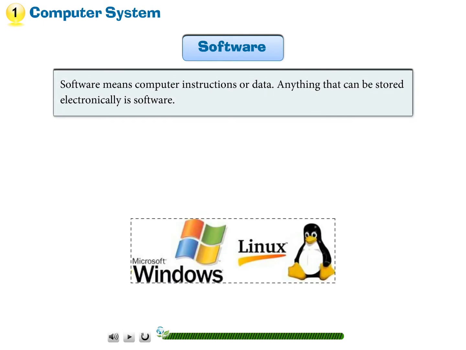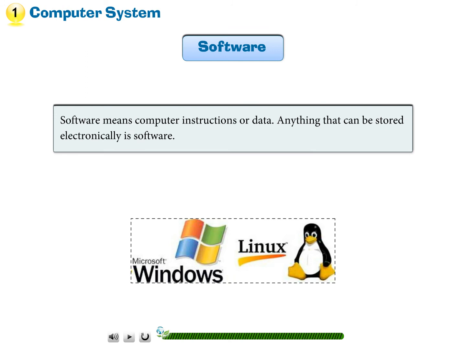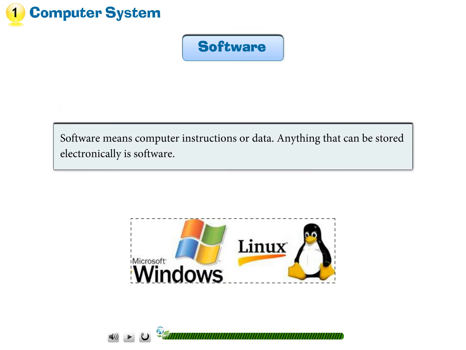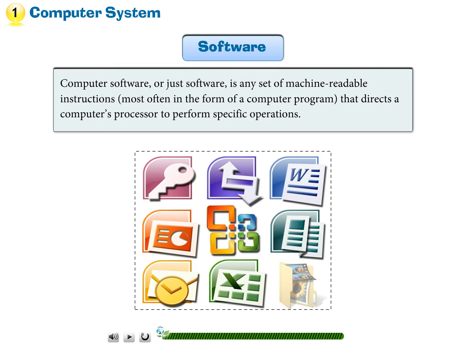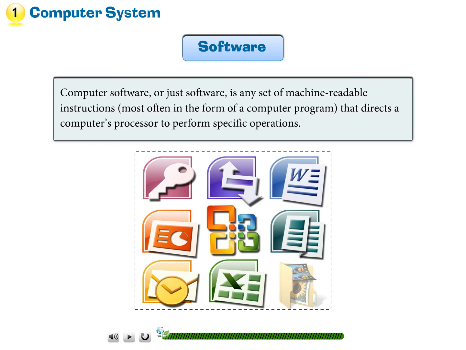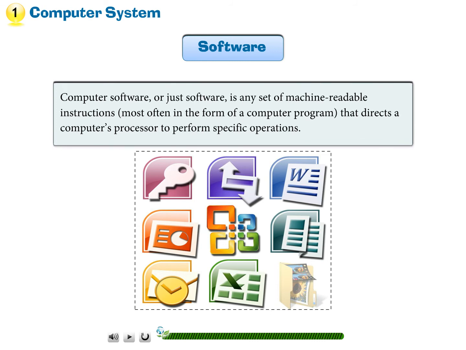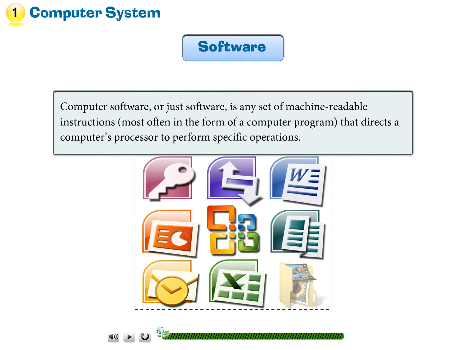Software. Software means computer instructions or data. Anything that can be stored electronically is software. Computer software or just software is any set of machine-readable instructions, most often in the form of a computer program, that directs a computer's processor to perform specific operations.